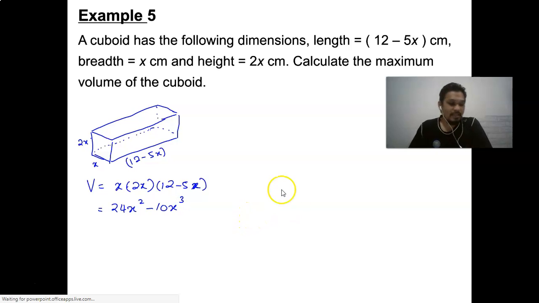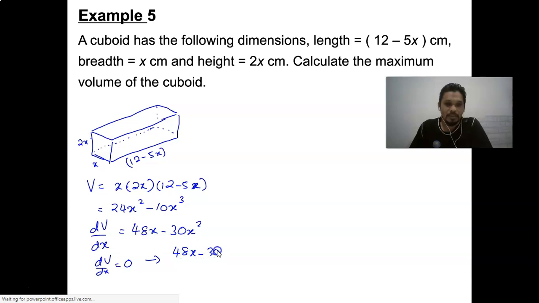Okay, then we find dV/dx, the derivative of V with respect to x, which means we differentiate this one by one here. 2 times 24 is 48x minus 30x squared. Okay, so let's make this one here: let dV/dx equal 0. It means that we set 48x minus 30x squared equal to 0.